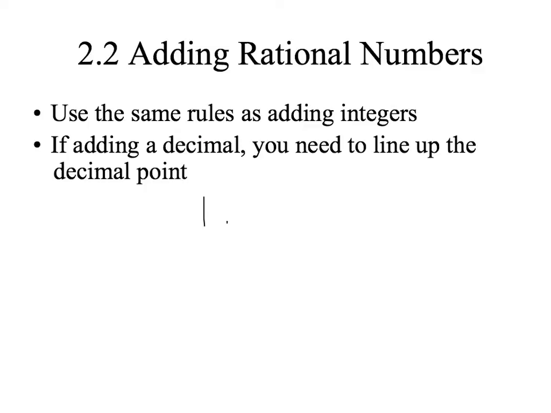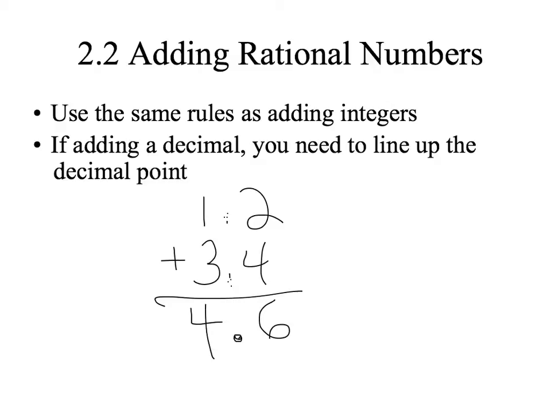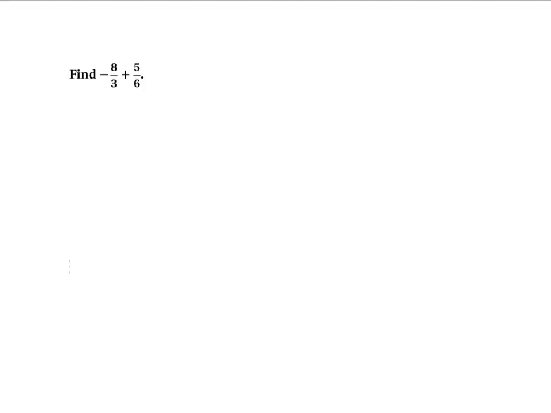If I want to add 1.2 plus 3.4, my decimals here have to be in line because I would bring them down and add that together to get 4.6. Okay? Here's our first example problem.